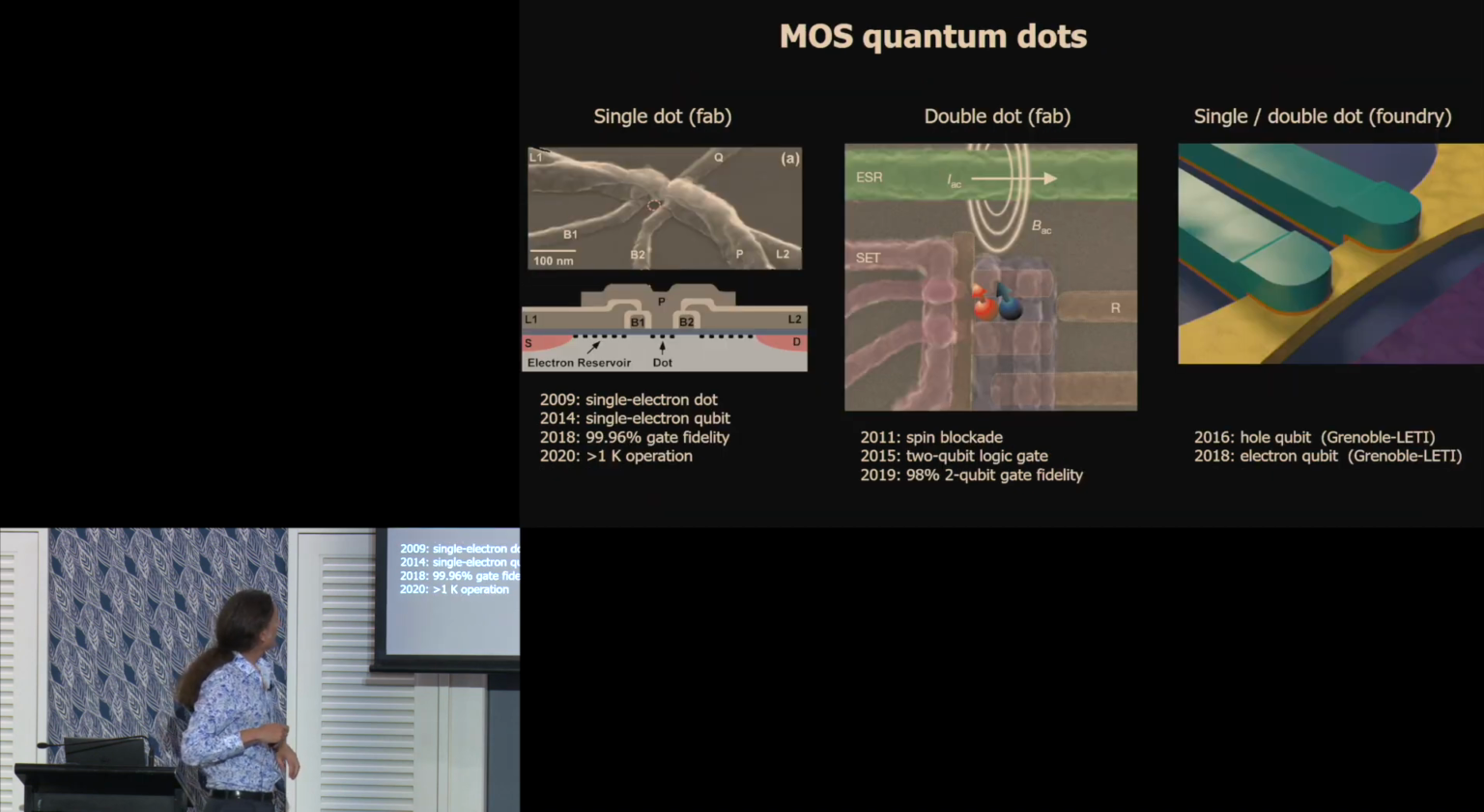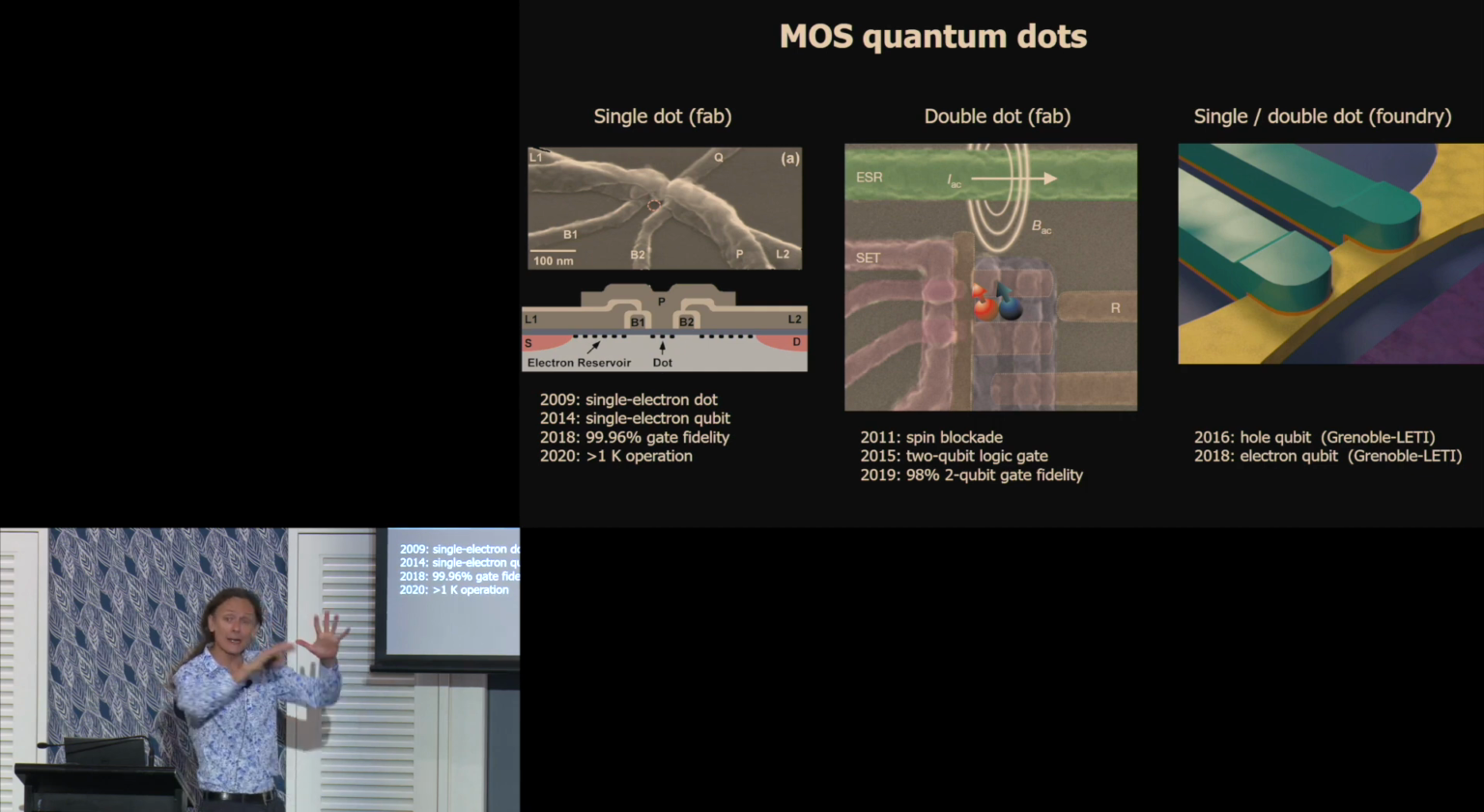The MOS quantum dots, so these are single dots. The first single electron dot was made in 2009. This is all done in Andrew Zura's group. Single electron qubit 2014, 99.96% fidelity 2018, and this year 1 Kelvin operation. This is an important milestone. With double quantum dots, 2 qubit logic gate in 2015, and very high gate fidelity of 2 qubit gates 2019.